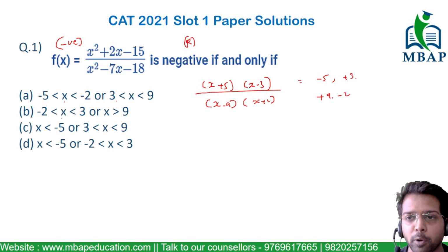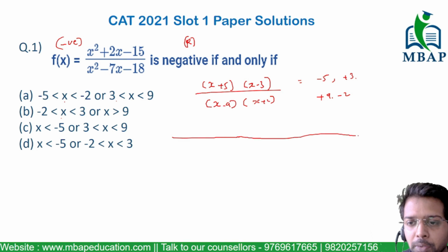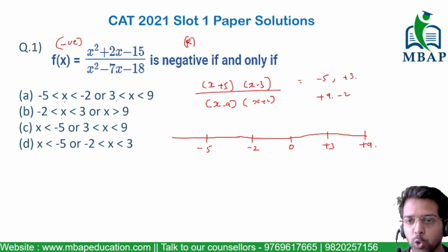Now let's plot these roots on a number line. Obviously the lowest number will be minus 5, followed by minus 2, then 0 somewhere in between, then plus 3 and plus 9. Now we will see the sign of the function by checking a number in each range: minus 5 to minus 2, minus 2 to plus 3, then 3 to 9, and 9 beyond.